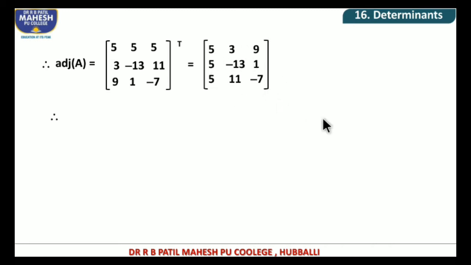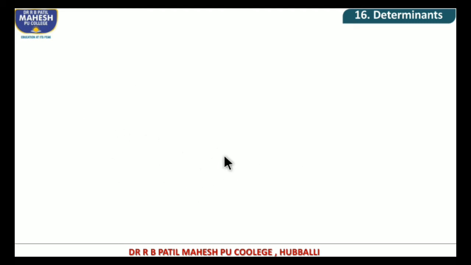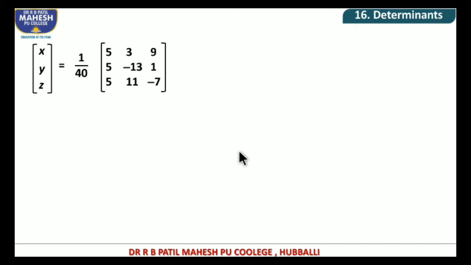Let us find out the value of A inverse. A inverse is equal to 1 by determinant of A into adjoint of A. Therefore it will be equal to 1 by 40 into the matrix adjoint of A. Now we have to find out the matrix X, therefore it will be equal to the product of A inverse into B. Therefore X, the column matrix XYZ, is equal to 1 by 40 into the transpose of the cofactor matrix, that is A inverse, into the matrix B that contains 5 minus 4 3.